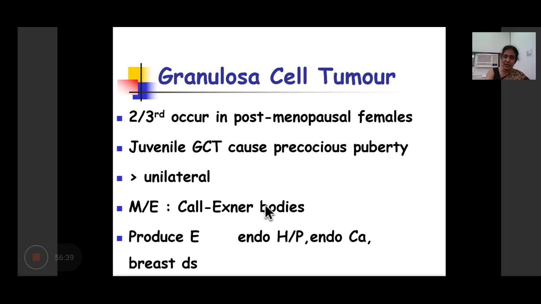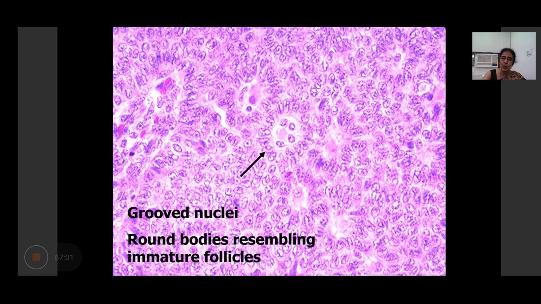underlying granulosa cell tumor. They are more often unilateral, and when they occur in postmenopausal women, they will present with abnormal uterine bleeding because of the endometrial hyperplasia and simultaneous occurrence of endometrial carcinomas and even breast diseases like fibroadenoma and breast carcinoma. So they are all formed of round to polygonal cells and they are present in a follicle-like pattern. So they give you a follicle-like pattern.